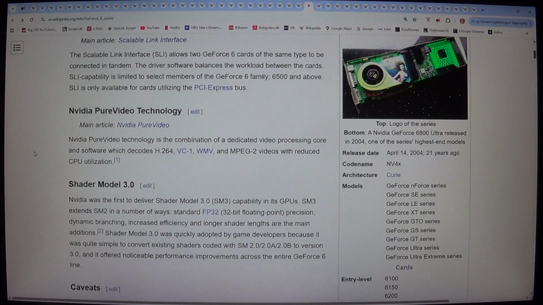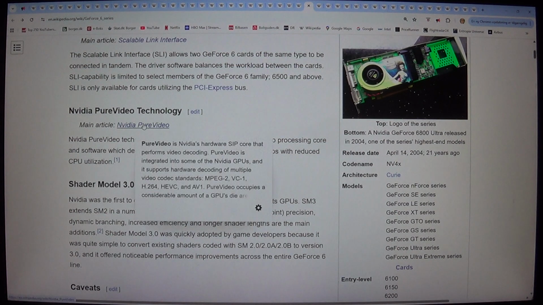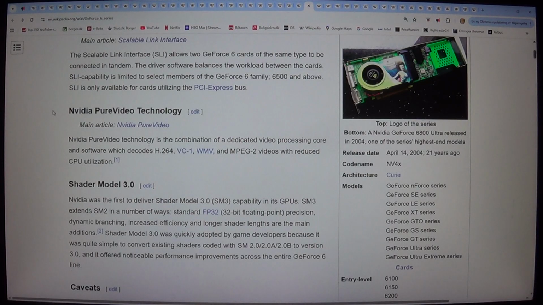NVIDIA PureVideo Technology. Main article: NVIDIA PureVideo. NVIDIA PureVideo Technology is the combination of a dedicated video processing core and software which decodes H.264, VC-1, WMV, and MPEG-2 videos with reduced CPU utilization.